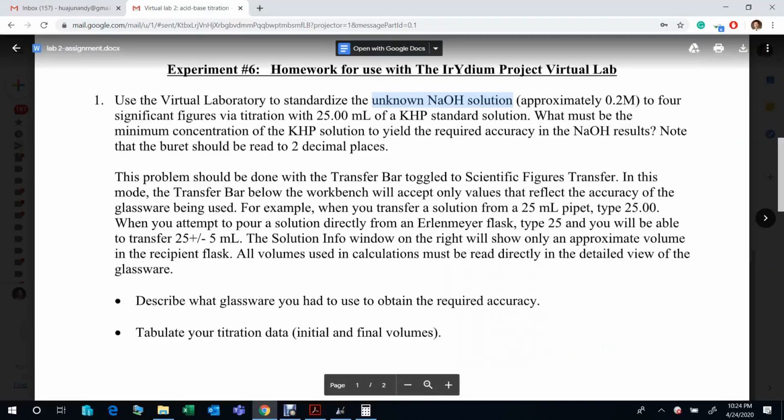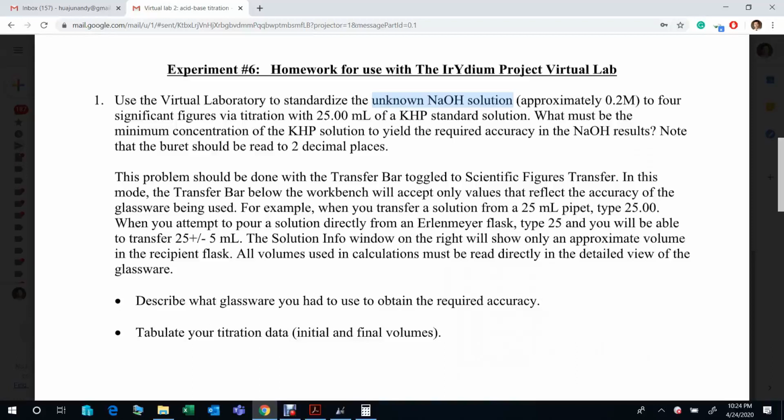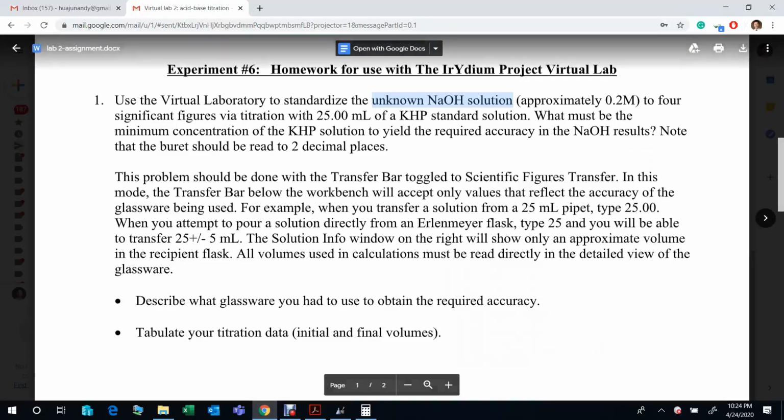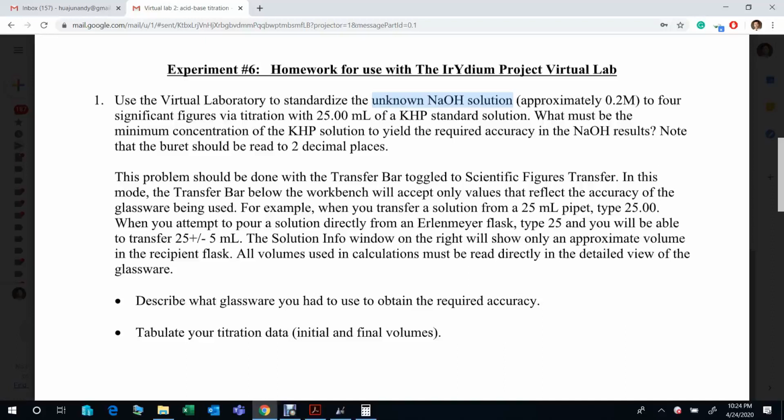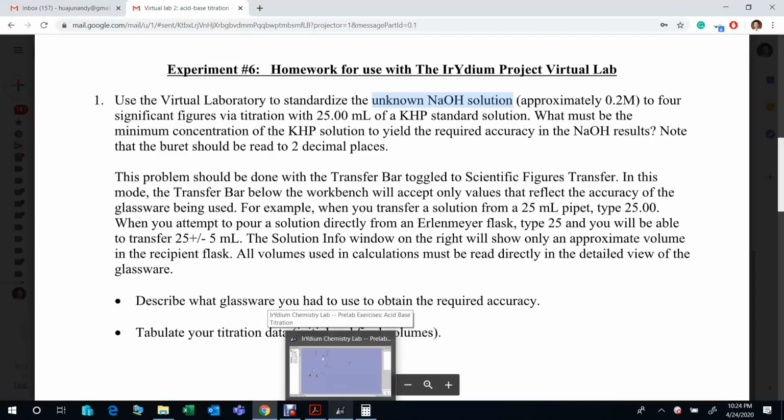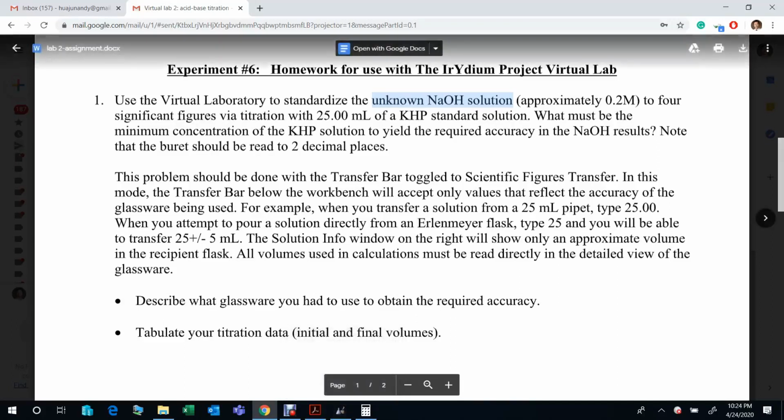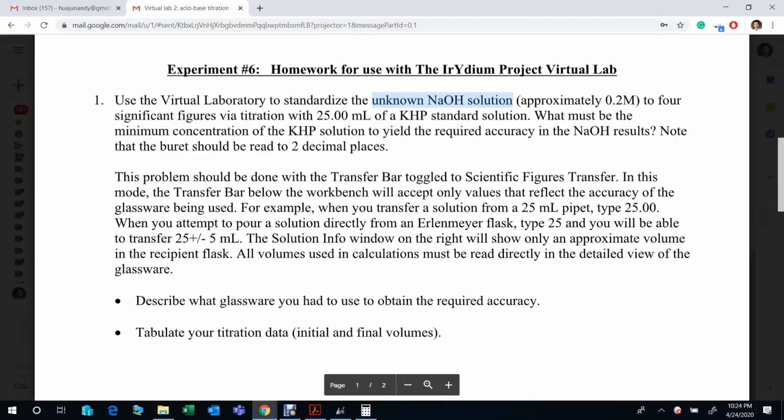And then we can see here, describe what glassware you have to use to obtain the required accuracy. So we need to know what glassware we need to use to transfer the KHP solution, what glassware to transfer the indicator solution, and what glassware to transfer the sodium hydroxide into the burette. So tabulate your titration data.